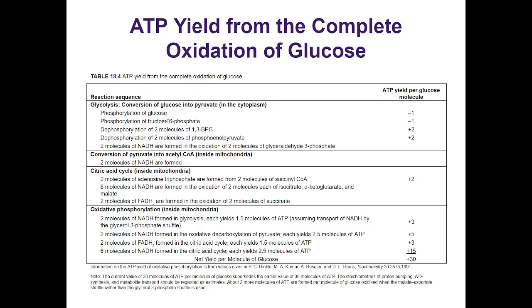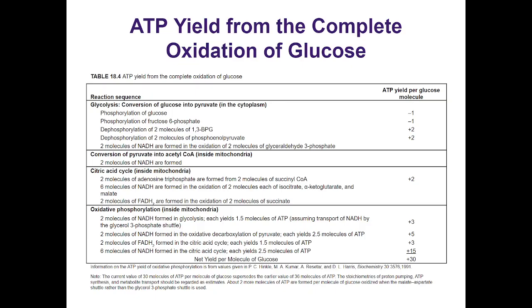And so this was that phosphorylation of glucose. We used up one of the ATPs. The phosphorylation of fructose 6-phosphate, we used up another one. The dephosphorylation, we did that twice, of 1,3-BPG, and so that gives us 2 ATPs total for the 2 times we did it. The dephosphorylation of 2 molecules of phosphoenolpyruvate gives us 2 molecules total of the ATP. So the 2 molecules of NADH are going to be formed in your oxidation of 2 molecules of glyceraldehyde 3-phosphate. Keep in mind that those are not actually generating ATP yet, okay?